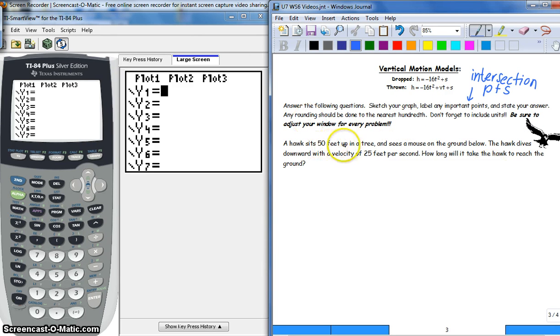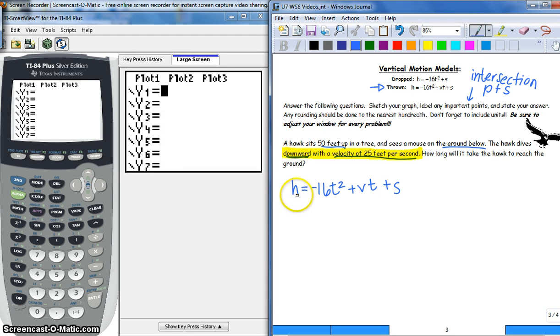So a hawk sits 50 feet up in a tree and sees a mouse on the ground below. The hawk dives downward with a velocity of 25 feet per second. How long will it take the hawk to reach the ground? The number one thing people mess up is with this downward velocity. People do know, hey, I've got to use this thrown model because it has velocity in it, but they don't know what to do with the fact that it's downward velocity. So that's what we're going to practice right now.